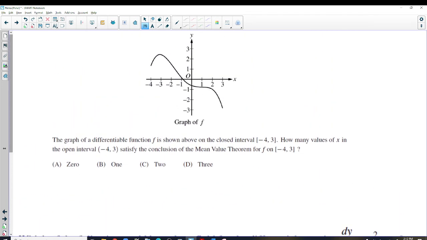So let's do this. The graph of a differentiable function f is shown above on the closed interval -4 to 3. How many values of x in the open interval -4 to 3 satisfy the conclusion of the mean value theorem? So the mean value theorem, the conclusion says there's a c such that the instantaneous velocity will equal the average velocity.